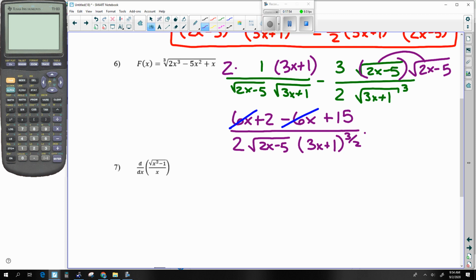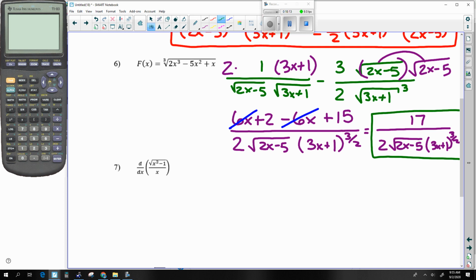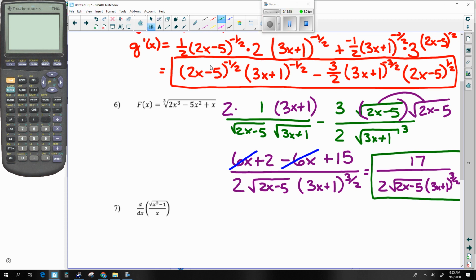Simplification. This is going to be 2 square root 2x minus 5, 3x plus 1, the 3 over 2, all underneath 17. And that would be pretty much the end of the road. That's what it's going to look like. And again, I'm not asking you to do all of that. However, as I was saying, because your answer looks like this, be prepared to do this work if you are forced into a multiple choice question, or if you are forced to simplify to make it look differently.